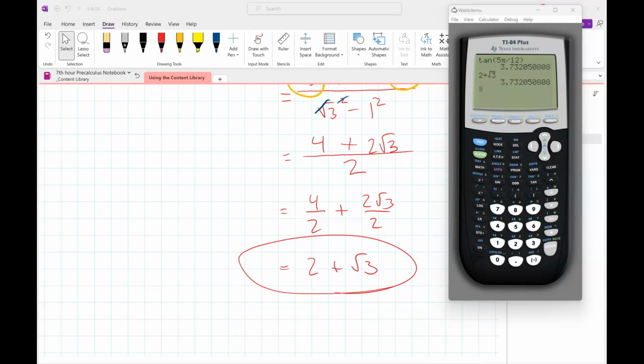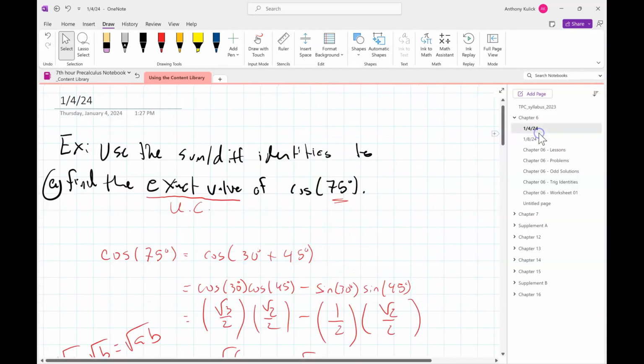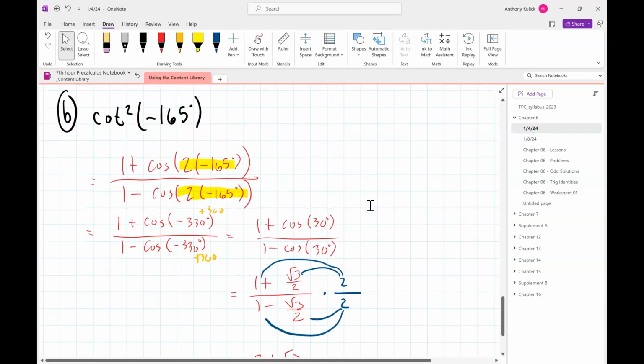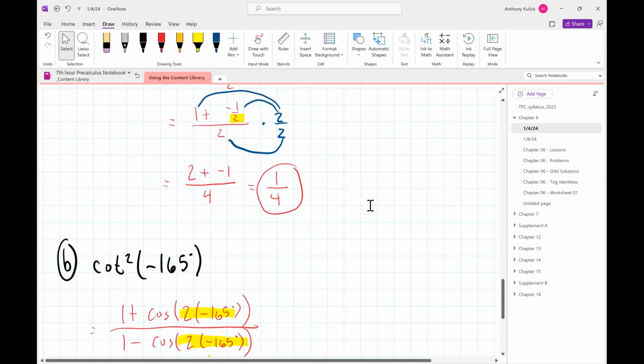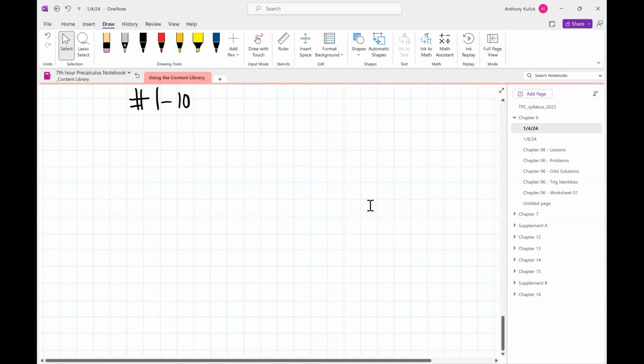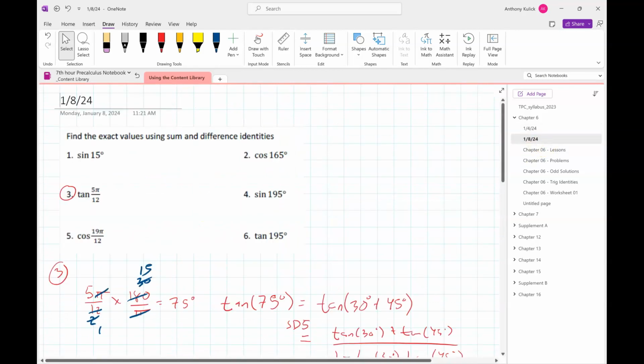So today we want to talk about two other types of identities. We want to talk about the, let me double check. I forgot where we left off. Okay, we did power reducing. Okay, so we have to do half angle. And I think that should be good.